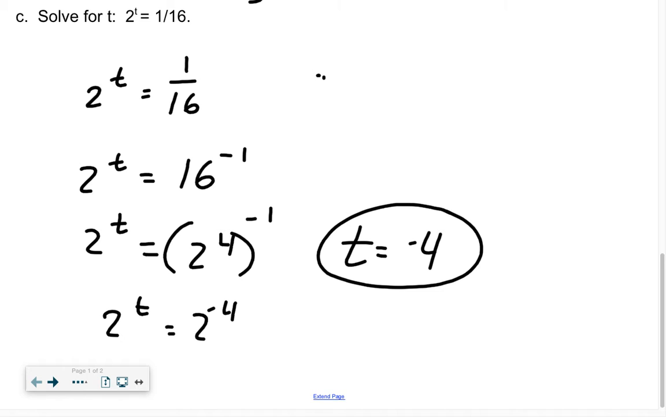Could we check it? Okay, it's an equation. You can check any equation when you solve for it. 2 to the t means now t is negative 4. Negative exponent rule: bring it down below to make it positive. Sure enough, there it is, 1 over 16.